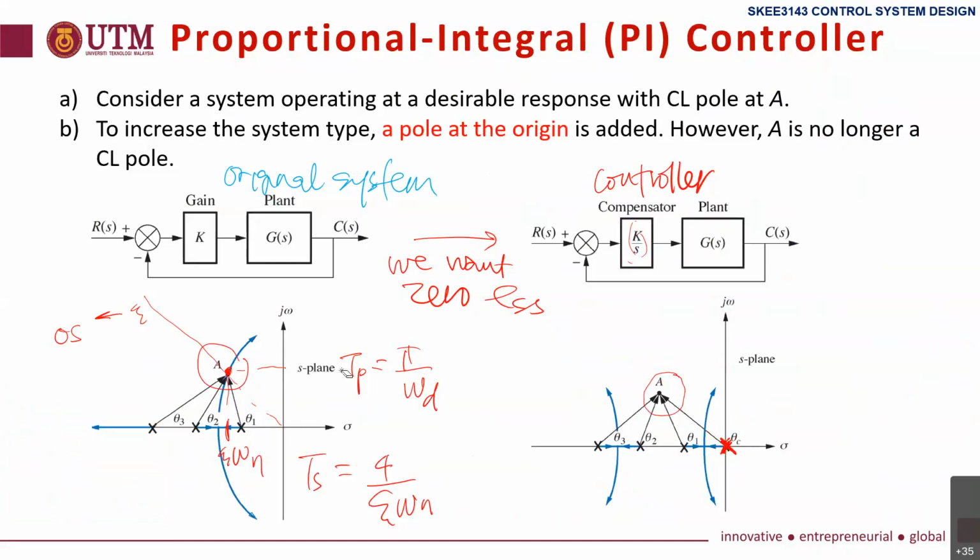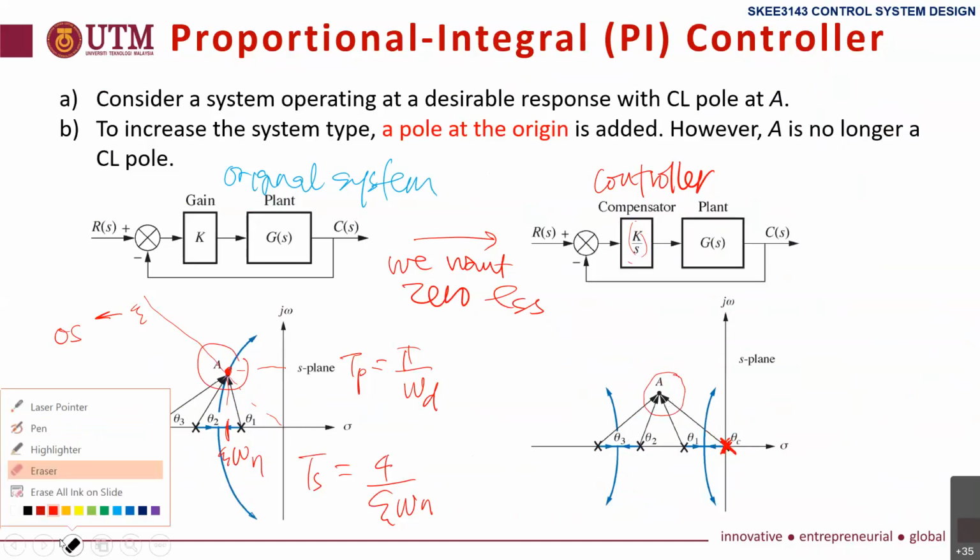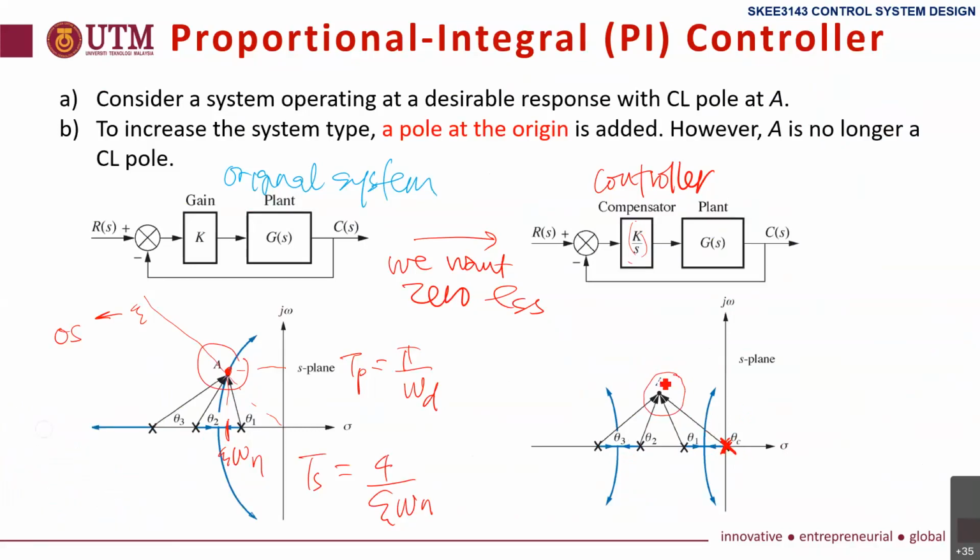A is not on the root locus. It is now a different pole. If this is the zeta line, here is the closed loop pole with different new Tp, new Ts.